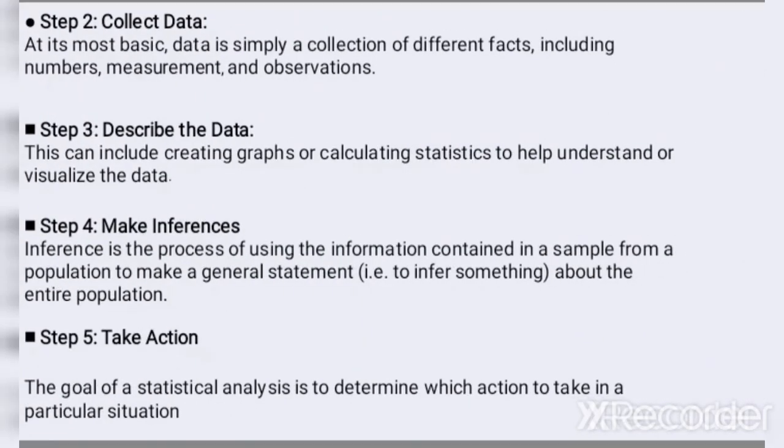Step 2 is about collecting the data, including numbers, measurement, and observation. Step 3, describe the data. This can include creating graphs or calculating statistics to help understand or visualize the data. Step 4, make inferences. Inference is the process of using the information contained in a sample from a population to make a general statement about the entire population. Step 5, take action. The goal of a statistical analysis is to determine which action to take in a particular situation.